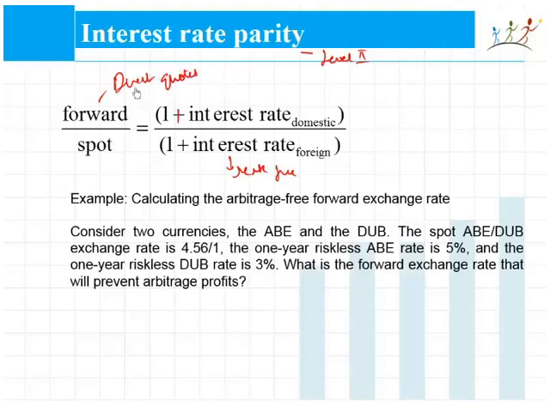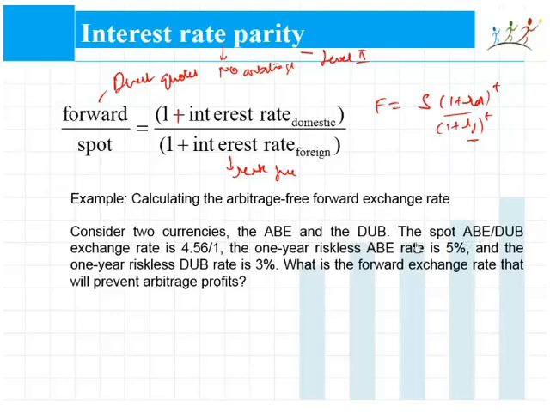So the interest rate parity can be proven as a no arbitrage relationship, which we will study at level 2. Remember, the forward is equal to spot into 1 plus RD upon 1 plus RF. More generally, you can raise it to the power T. However, if it's a 1 year forward, then the formula would simply be F equal to S into 1 plus RD upon 1 plus RF. Consider two currencies, the ABE and the DUB.